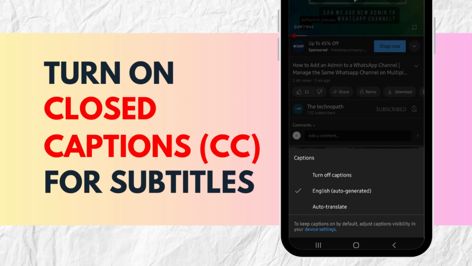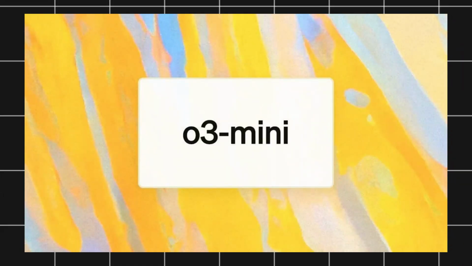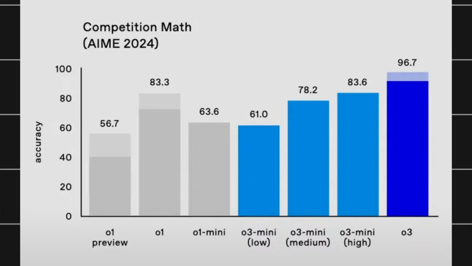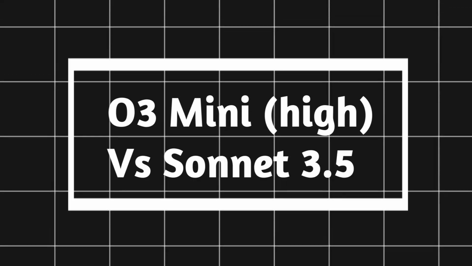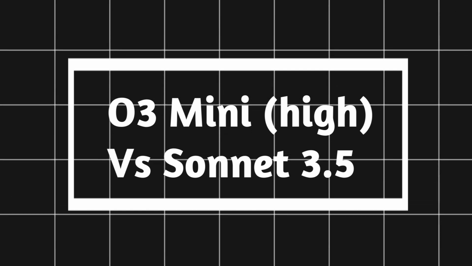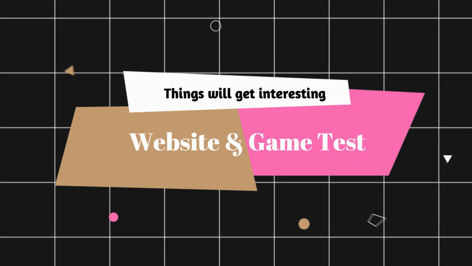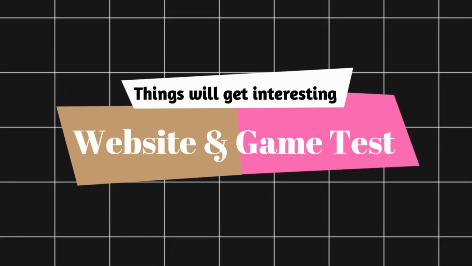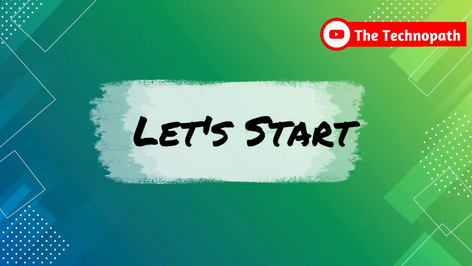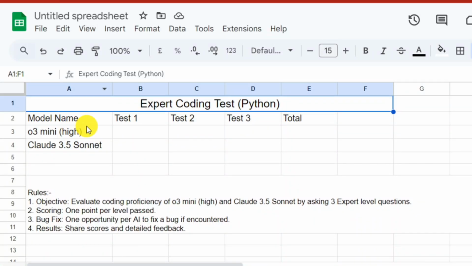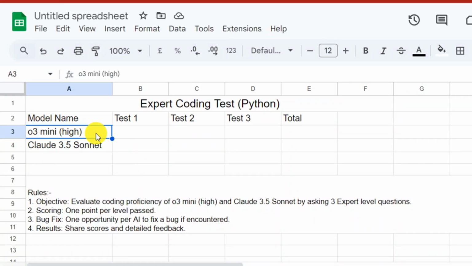Hello guys, as you may know, OpenAI has released the O3 mini model recently, which is its cheap and best new reasoning model. In this video, we will test its coding capabilities against Claude 3.5 Sonnet, which is one of the best coding models. We will do an interesting website creation and a unique snake game test later in this video. So let's start. Phase 1, this is the coding test results sheet, O3 mini versus Claude 3.5 Sonnet.